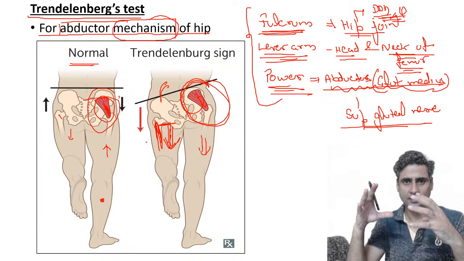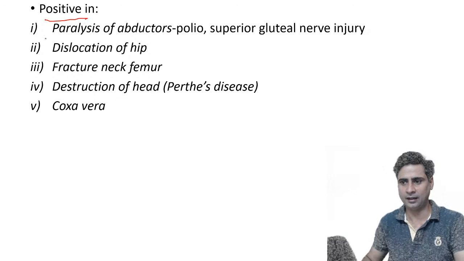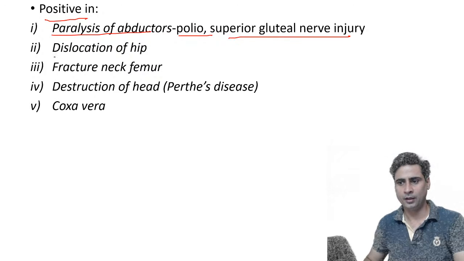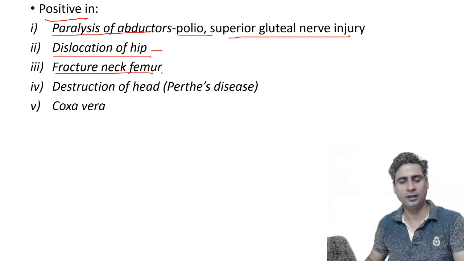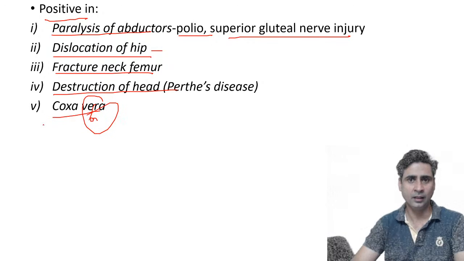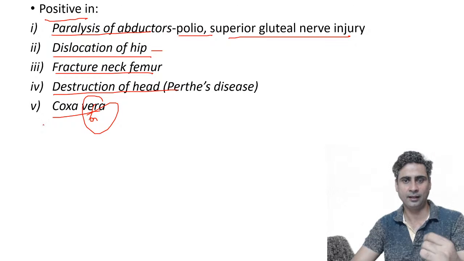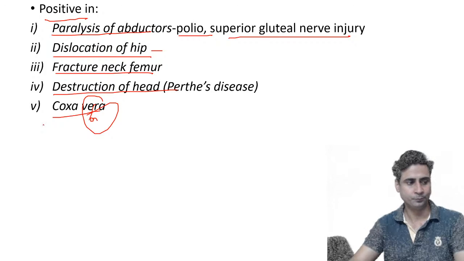So this is the Trendelenburg test, and the causes of a positive Trendelenburg test are paralysis of abductors like in polio or superior gluteal nerve injury, dislocation of hip where the fulcrum is not in place, fracture neck of femur, defect in lever arm, destruction of head, and coxa vara. So these are the important causes of a positive Trendelenburg test, and this has been asked so many times in your university exam as well as in your PG entrance exam.